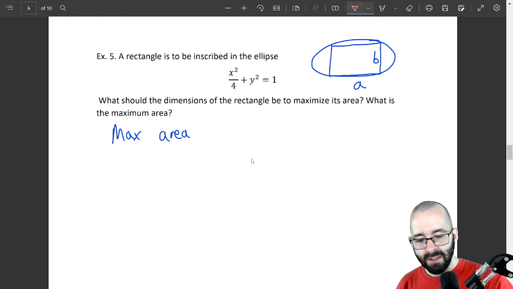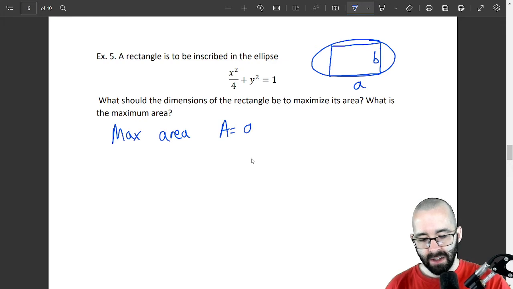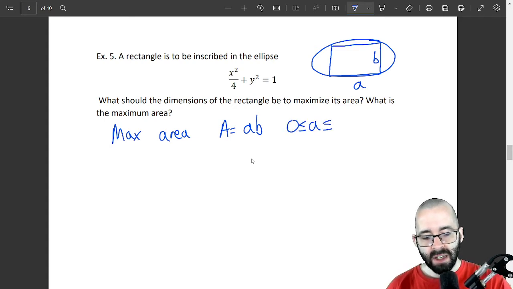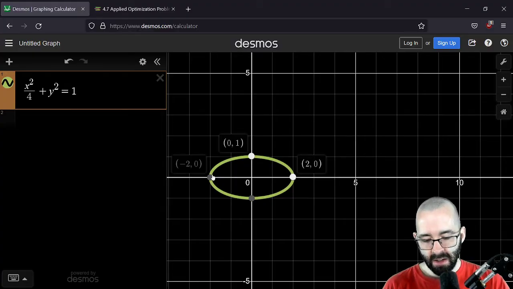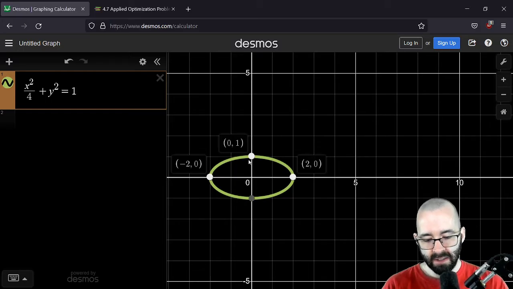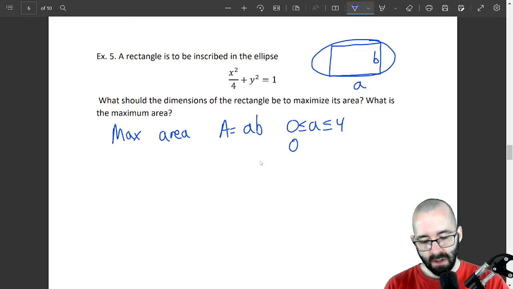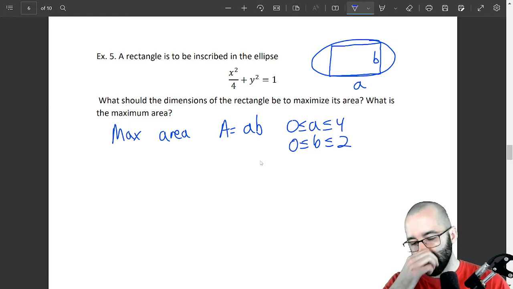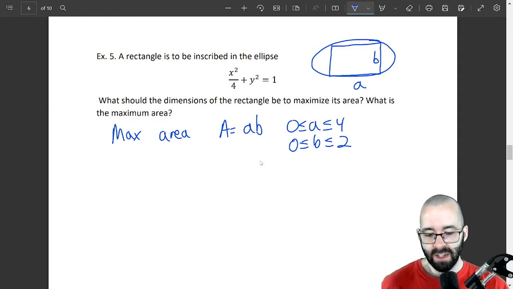To maximize the area, oh, the area formula is easy here. Maximize the area, that's just length times width. And we know that A, the smallest A can be is 0, and the biggest A can be is 4, right? From -2 to +2 is a length of 4. And similarly, B is the vertical distance. If we drew a rectangle like this, B can be just about 1, or sorry, just about 2. All right, this is what we want to maximize.